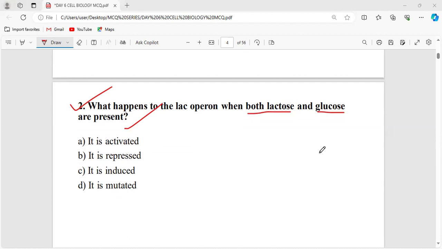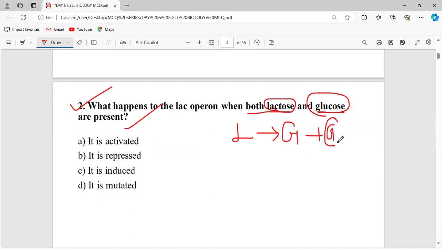See, glucose is a basic monosaccharide. We know that. And lactose will be a disaccharide, and lactose has to be broken down into galactose and glucose. Only then will the glucose be taken by the bacteria. If glucose is already present in the medium, what would the bacteria prefer? Obviously, this glucose will be taken by the bacteria. They don't want to metabolize this lactose.